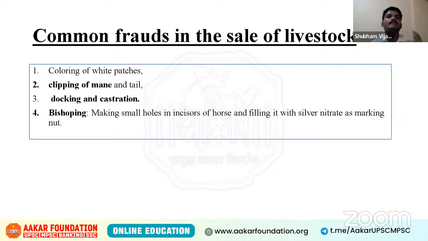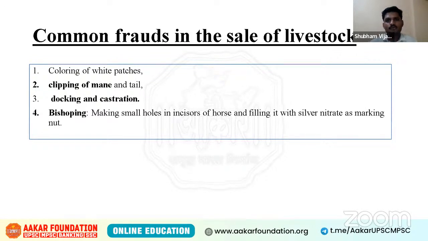How can they do this? Either they can color the white patches, or they can clip the mane and tail; mane you can especially observe in horses. Then docking can be done, or castration. And one very interesting thing is called bishoping. The dental pattern is the ideal pattern for the measurement of age. But what people do here is make small holes in the incisors of the horse, particularly done for horses, and fill them with silver nitrate as a marking nut. Then the incisors won't fall, meaning they will remain attached in a uniform manner, and by looking at that dentition pattern, the horse will look young. This is called bishoping.